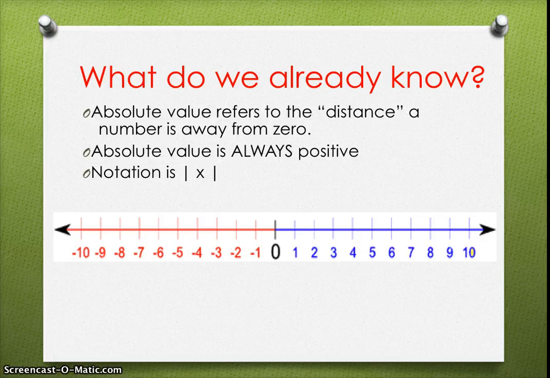We know that absolute value just means that we're looking at a number and a distance away from zero. So for example, if I have the number 4, I need to count how many units away from zero that is. The absolute value of 4 is 4. We also need to remind ourselves that absolute value is always positive. So if we have an equation that is negative, then that means there's no solution. And we know that the notation that we use for absolute value has the double bars around the expression.